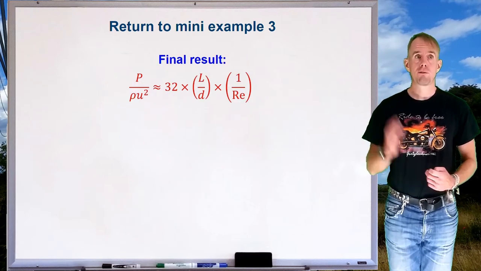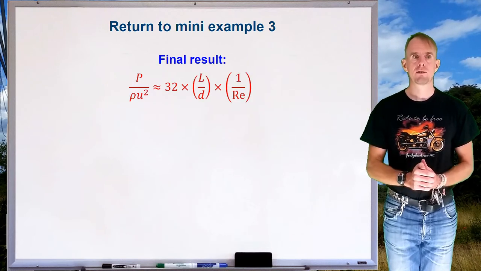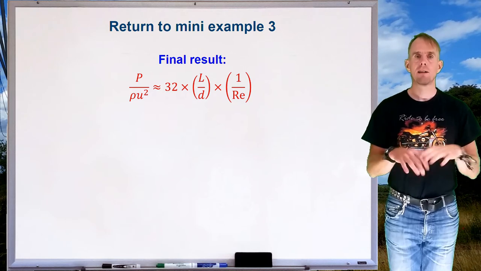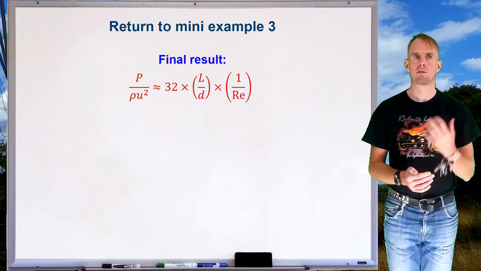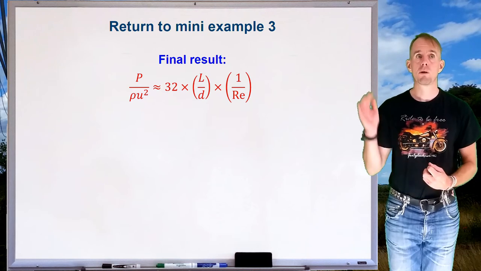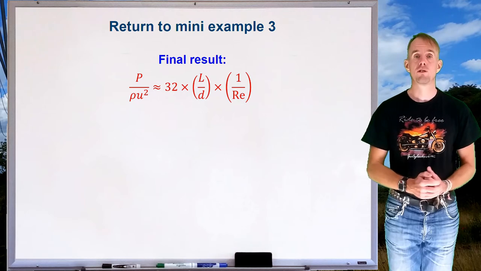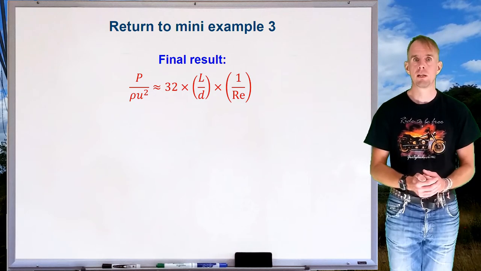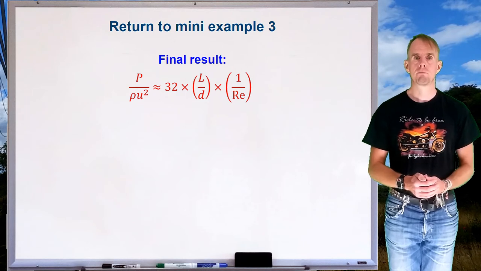Let's put all this together. Our final result looks a little bit like this. Pi 3 on the left-hand side was p over rho u squared, and the relationship that we determined in terms of aspect ratio, L upon D, and inverse Reynolds number was there was a numerical constant of 32. So p over rho u squared is roughly 32 L upon D times 1 over Reynolds number.